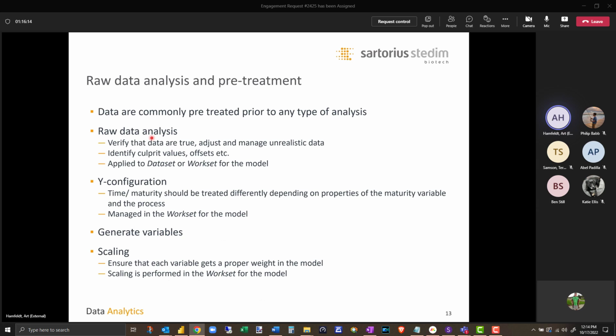So we have raw data analysis. We've talked about how to manage that with your trimming and Winsorizing, culprit values and offsets, all that fun stuff. Again, we've discussed how to apply it to a data set or a work set. I always recommend just applying to the work set. Applying to the data set makes zero sense, unless you're trimming out the data set at the start. I just want to get rid of all the off time in my data set. That's a valid use of it.